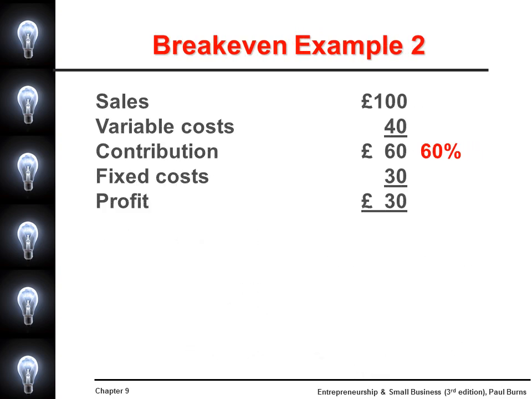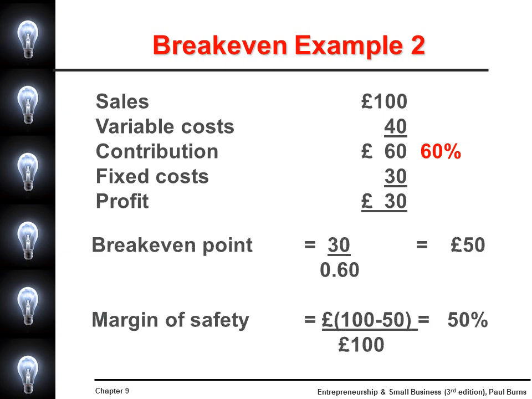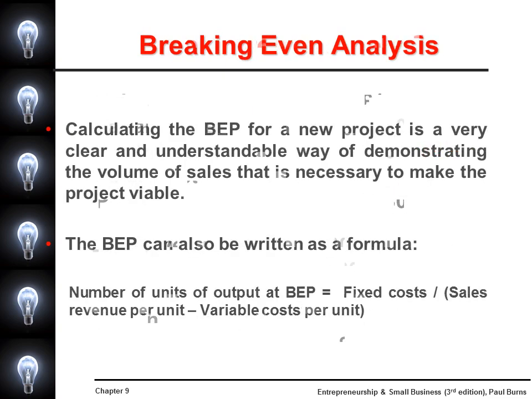Then again example 2. So sales minus variable cost, 60 minus 30, is equal to 30. Then again fixed cost divided by contribution margin is 50, and margin of safety is sales minus break-even point, that is 100 minus 50 divided by sales, is 50.